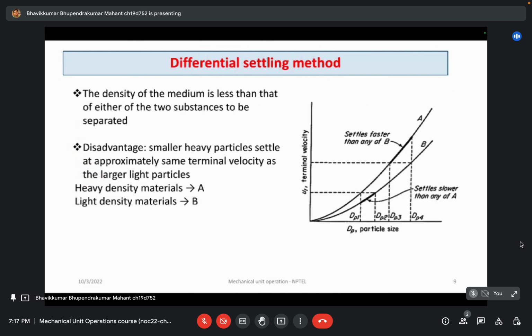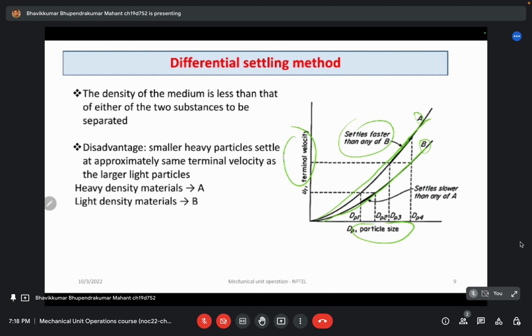Here you can see a graph of terminal velocity versus particle size. A is a heavy density material and B is a light density material. The larger light particle has the same terminal velocity as the smaller heavy particle. As you can see, this is the terminal velocity versus particle size profile for B as well as A. A is a heavy material, so it settles faster than B.